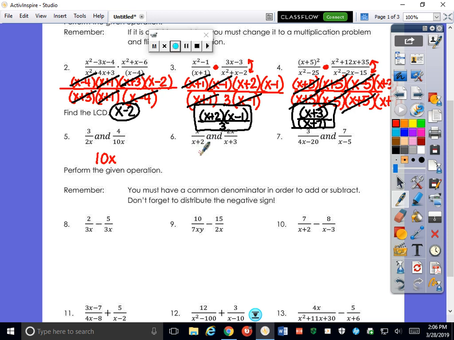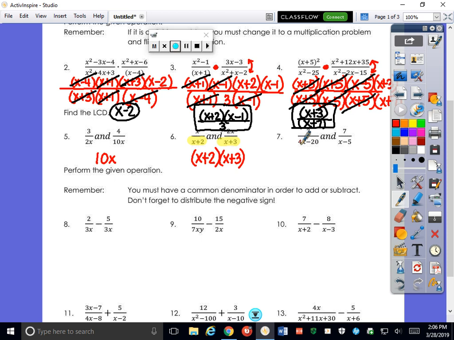Number 6, we have to take one of each of these two denominators. So I have to take the x plus 2, and then when I get to my second denominator, I don't have an x plus 3, so I have to take an x plus 3 as well. So number 6, the LCD is x plus 2 times x plus 3.